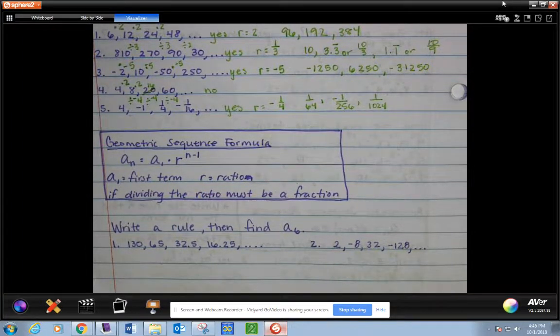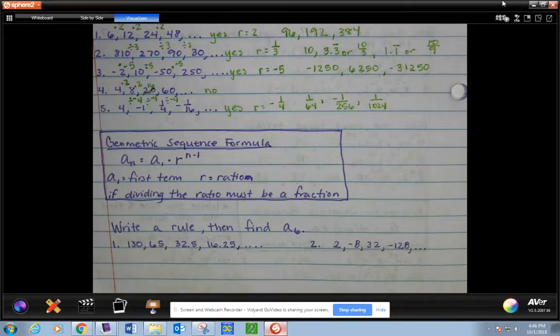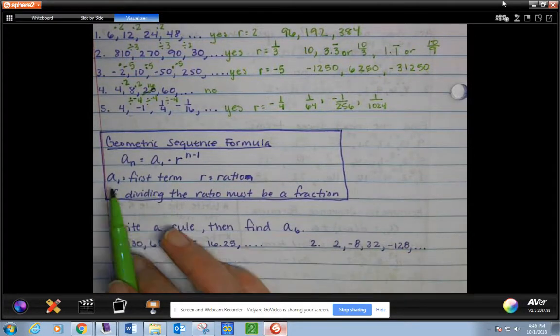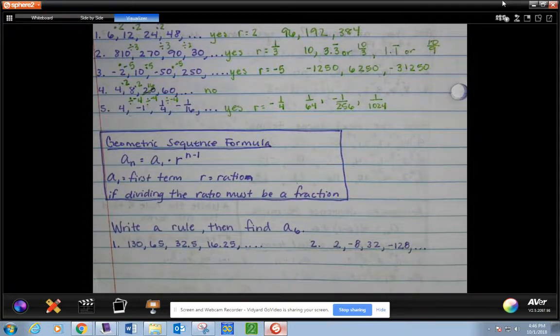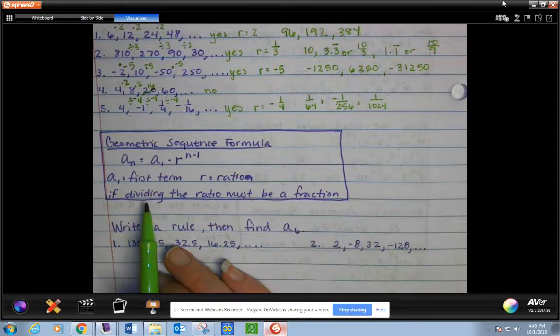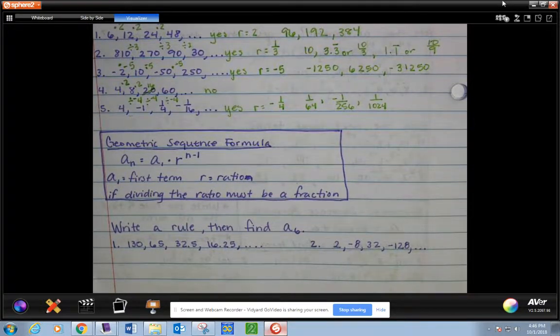Okay, now recall from arithmetic sequences that a sub n just means any number I want to plug in when I want to plug a number in. A sub 1 means the very first term, and r stands for the ratio. Okay, don't forget this. We talked about this up above. If dividing, the ratio must be a fraction. We're not going to be able to put a division bar in here, so we do the fraction.